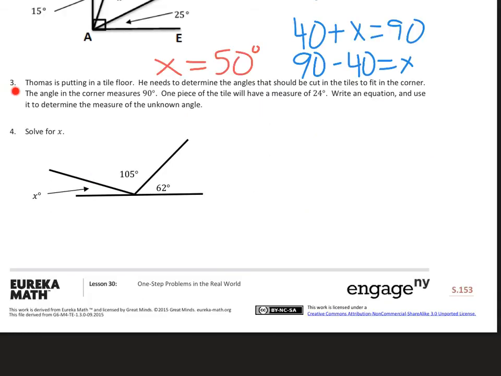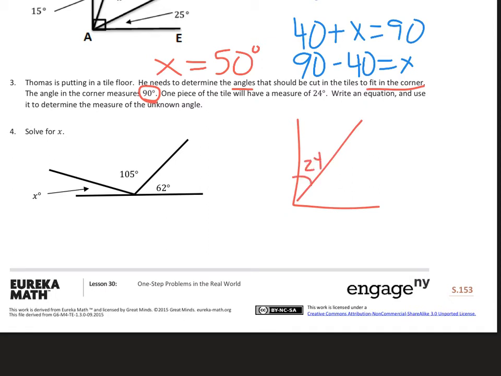Number 3 is a separate problem from 4, so this picture does not apply to this one. You're going to have to draw number 3. So he needs to determine the angles that should be cut on the tile floor to fit a corner. Now the angle of the corner is 90 degrees, so we're going to make a close to perfect L. One piece is going to have to be 24 degrees. That's a pretty small angle.